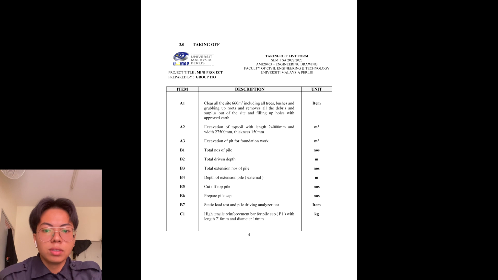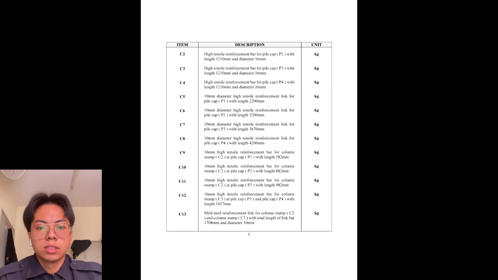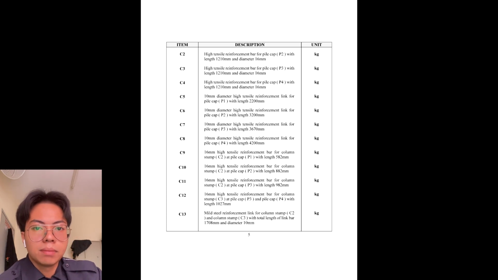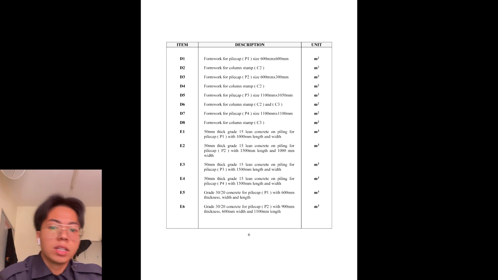And now we'll be moving on into reinforcement work. For C1, we have high tensile reinforcement bar for every pile cap in the unit of kg, which stands for kilogram. And also we have 10 mm diameter high tensile reinforcement link for every pile cap in the unit of kilogram. Furthermore, we have 16 mm high tensile reinforcement bar for column stump for each pile cap in the unit of kilogram. And lastly, we have mild steel reinforcement link for the column stump for each individual pile cap, also in the unit of kilogram.